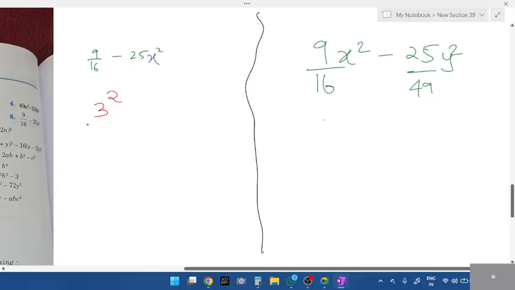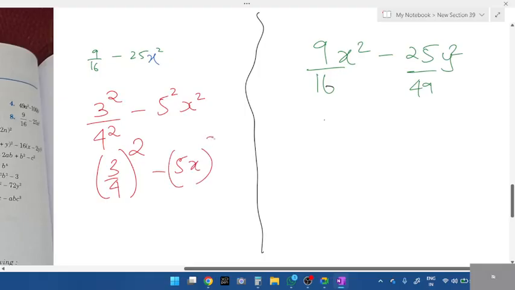It is 3 square. 16 is 4 square. Okay, for 25 it is 5 square x square. Whenever the degrees are same, you can write it together. 3 by 4 the whole square minus 5x the whole square. After this, what do we do?